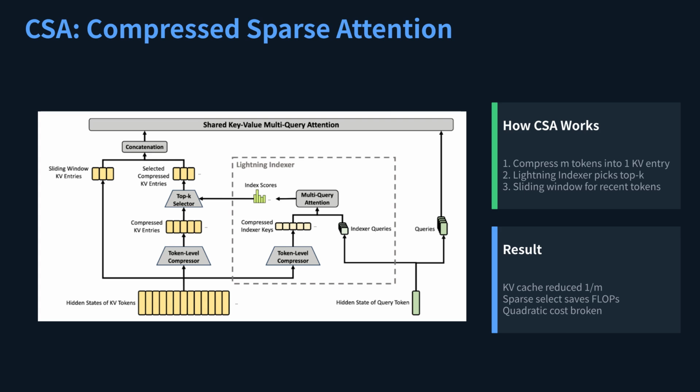Let's look at CSA more closely. In standard attention, every token has to look back at every other token in the context. That creates quadratic cost in both compute and memory. CSA solves this by first compressing every group of M tokens into a single compressed KV entry, shrinking the total memory by a factor of M. Then, instead of attending to everything, each token uses a fast indexer, called the lightning indexer, to select only the top K most relevant compressed entries through sparse selection. There is also a small sliding window of recent uncompressed tokens to preserve local fine-grained detail. The result is much lower memory usage with very small accuracy loss.